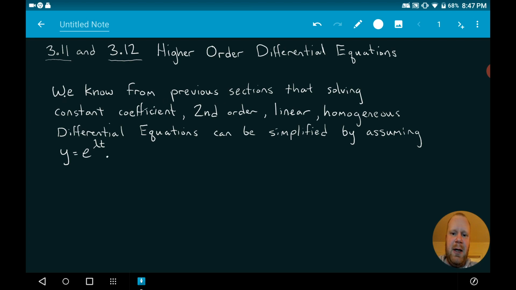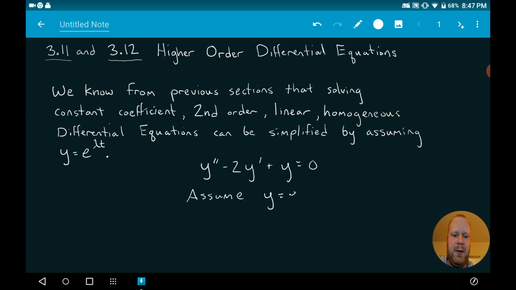We'll start off with a statement saying we know from previous sections that solving constant coefficient, second order, linear, homogeneous differential equations can be simplified by assuming y is equal to e to the lambda t. So as an example, we can look at something like this, plus y is equal to 0.